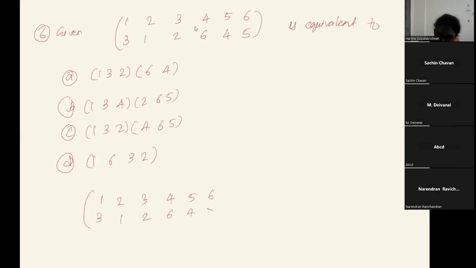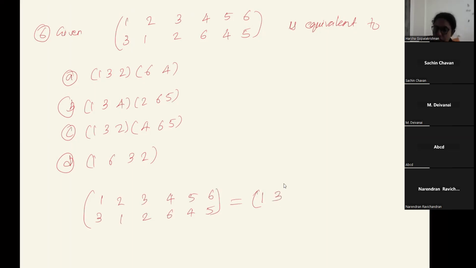In the cyclic representation, I am starting with the first element 1. Now, what should be the next element? The next element should be the element to which 1 is mapped. 1 is mapping to which element? 1 is mapped to 3. So, in the cycle, the next element should be 3.